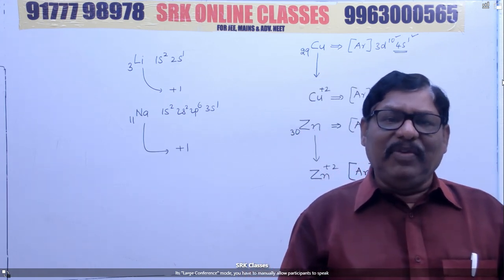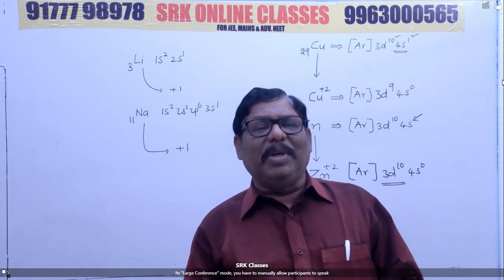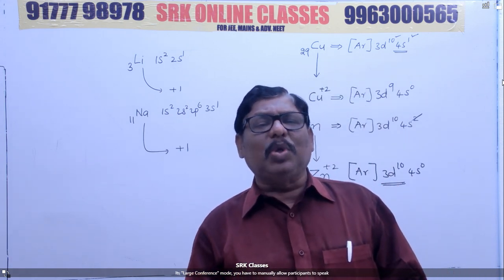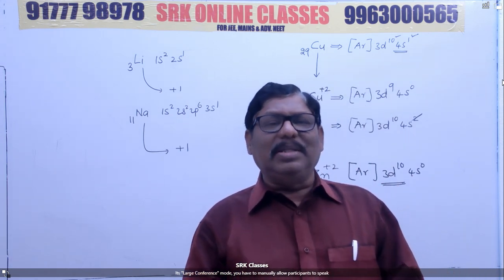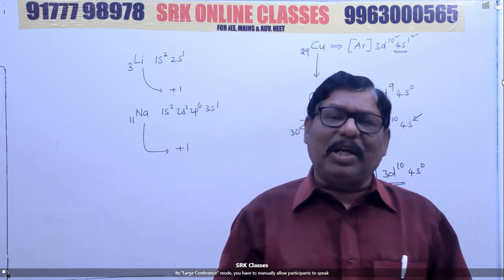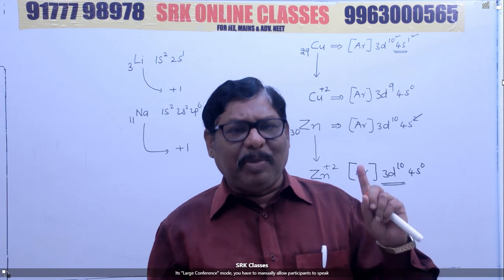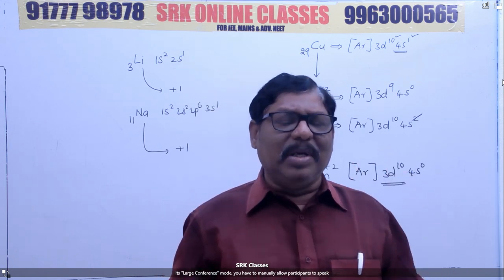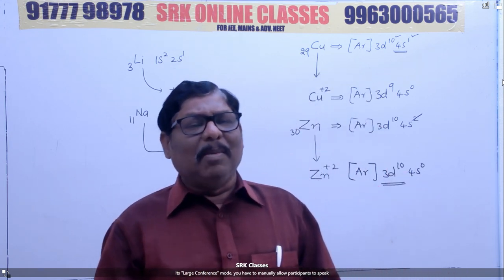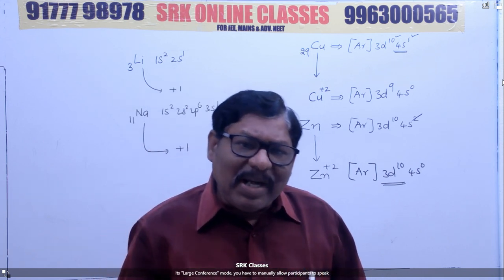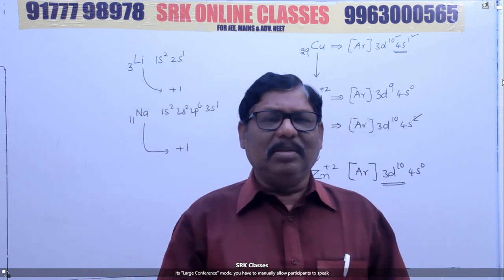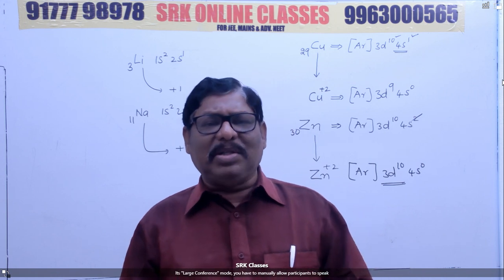In a similar manner, if you take an example of second group elements, all second group elements show +2 oxidation state. Means s-block elements are restricted to the oxidation state which corresponds to the group number. If it belongs to the first group, it shows +1. If it belongs to the second group, that shows +2. But in case of transition elements, they show variable oxidation state.